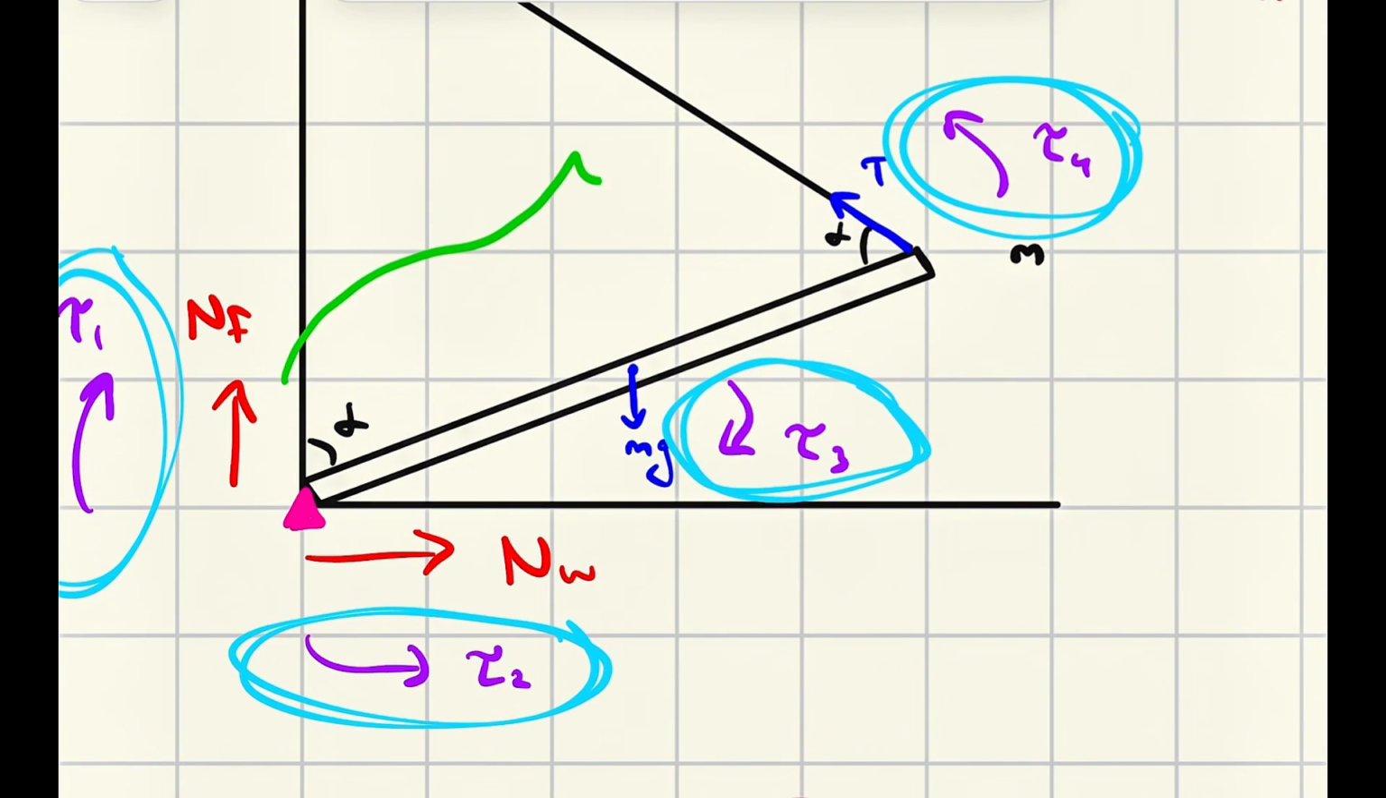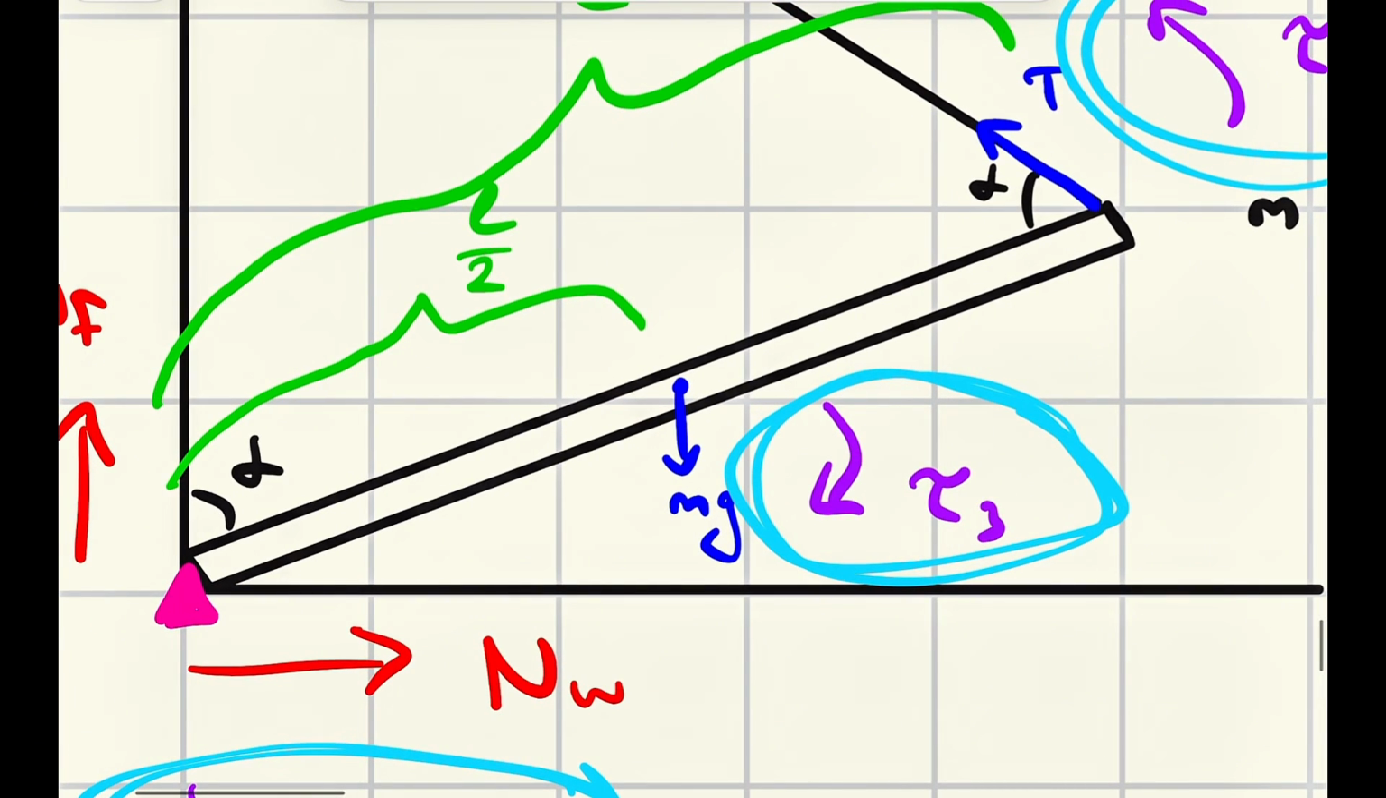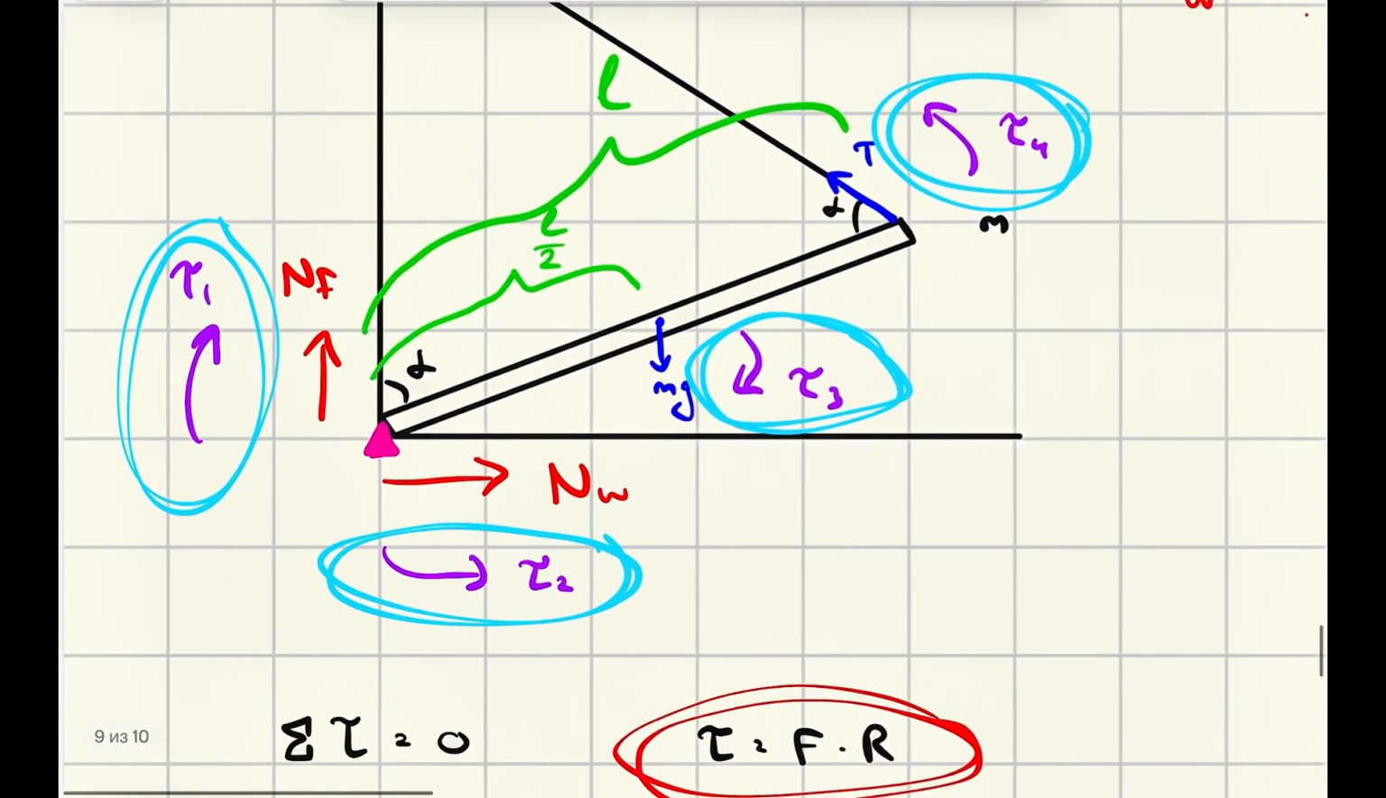Let's call the entire length of this block or object just L. It means that for torque 3, it is half of L. If you have a question why, I would say that the center of mass is exactly at the center. This thing is equal length from both sides from the center of mass. That's why it would be just L divided by 2. Okay, good.